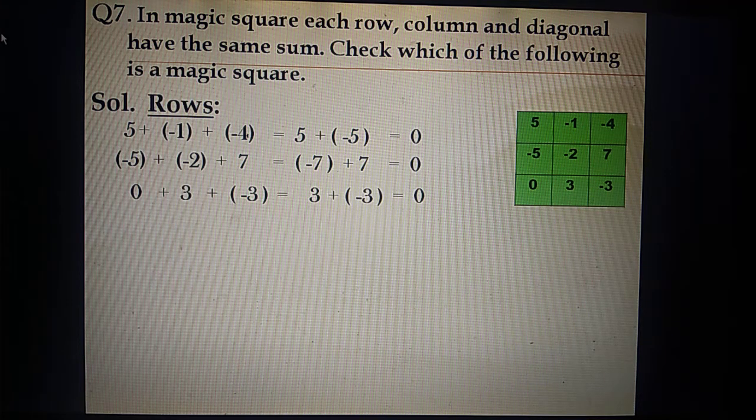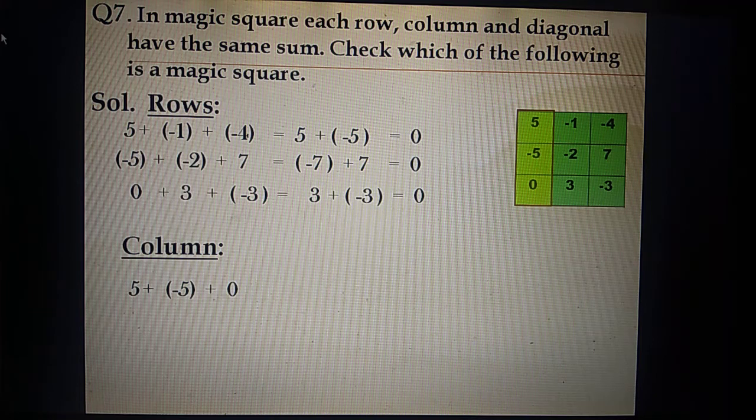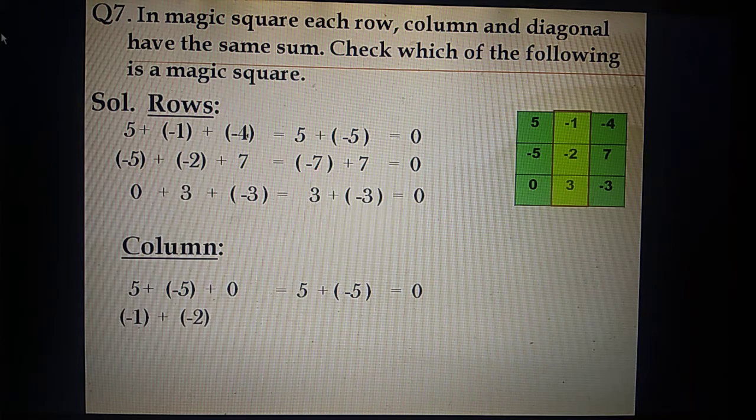Now moving to columns. Column means vertical. So, first column. Add all the values of the highlighted part. 5 minus 5, 0. When you add 0 to a negative or positive number, you get the same number. So we get here 5 plus minus 5. Same value, different sign, answer 0. Next, second column. It's minus 1, minus 2 and 3. First two values you can add with the same sign. It's minus 3 plus 3. Same value, different sign, final 0.